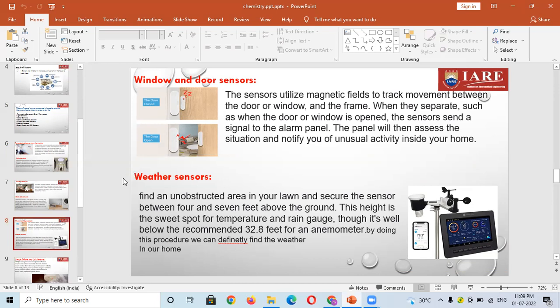And coming to the next type of sensors, weather sensors. Find an unobstructed area in your lawn and secure the sensor between 4 and 7 feet above the ground. This height is the sweet spot for the temperature and rain gauge, though it's well below the recommended 32.8 feet for an anemometer. By doing this procedure, we can find the weather in our home.